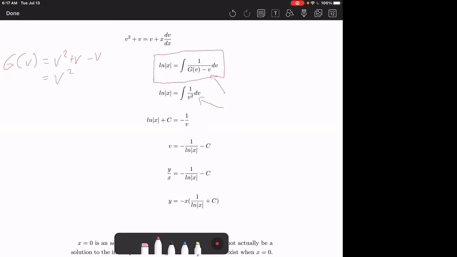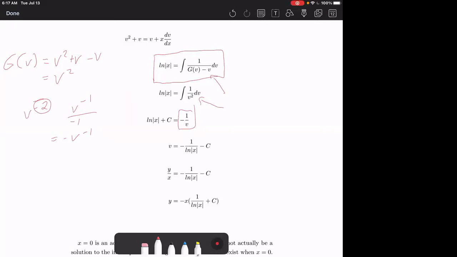Now the integral of 1 over v squared, using our power rule, is v to the negative 2. We're going to increase that negative 2 and then divide. So it becomes v to the negative 1 divided by negative 1, which is equal to negative v to the negative 1. And that's how we get that integral.